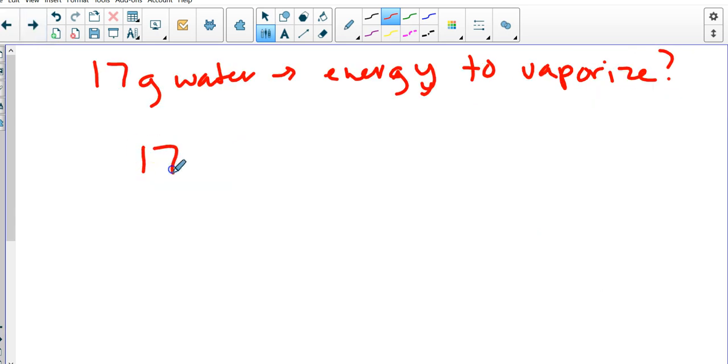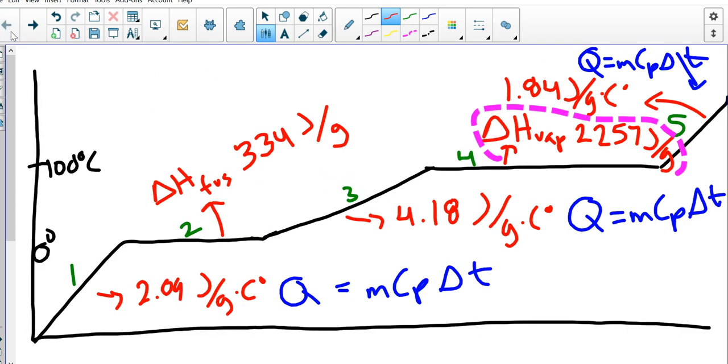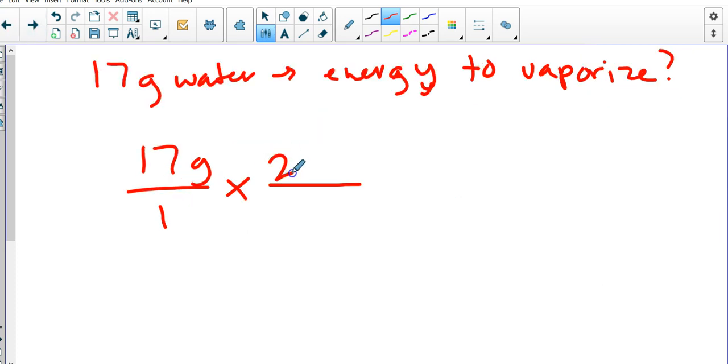So you're going to go 17 grams over 1. And did you notice how it had joules on top and grams on the bottom? See how grams cancels and I'm left with joules? That's all you have to do on the flat parts. That's pretty sweet, right? Very easy. So the flat parts, you do a flat math problem. The slanted parts, you do the Q, and the Q has a slanted leg.